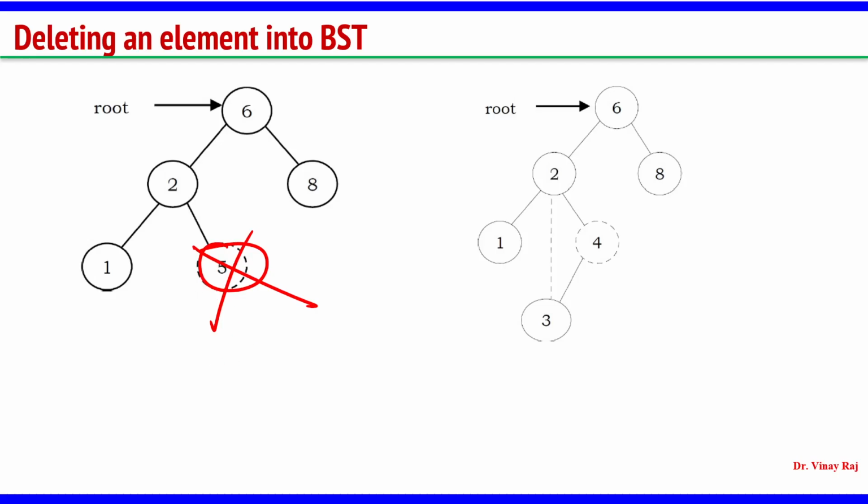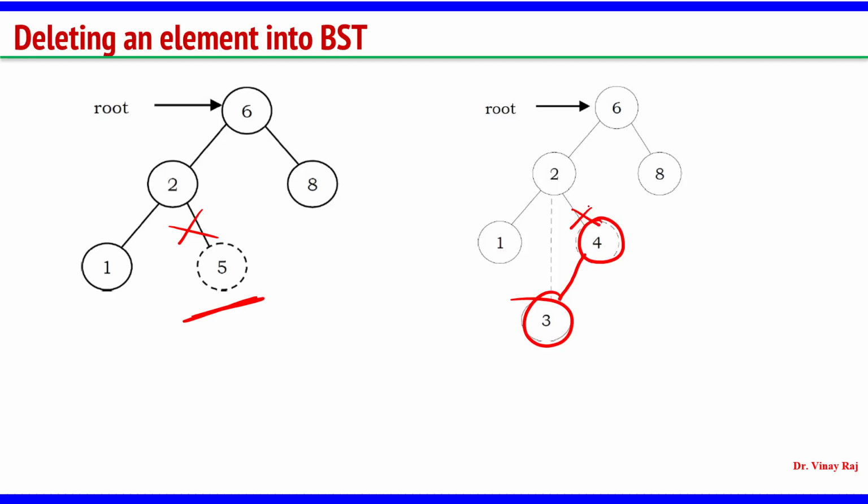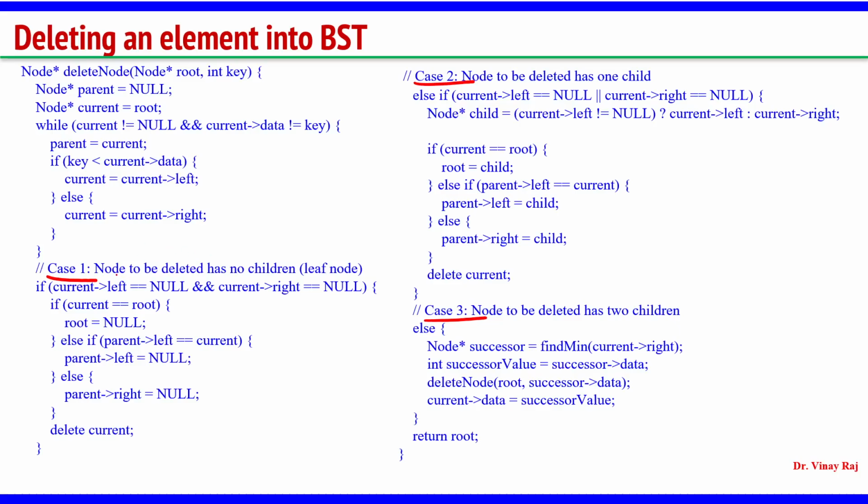This is easy to delete because it is an independent tree. I have to just break this connection. You have to do searching, and after searching, break that connection because it's a leaf node. Simple. Case 2, I am deleting a node 4 which has a left child 3. When I am deleting this node 4, I should break this connection. If I break this, this also is lost. For that reason, I have to map this element to 2. That is the second case. Node to be deleted has no children, leaf node. It is very simple.